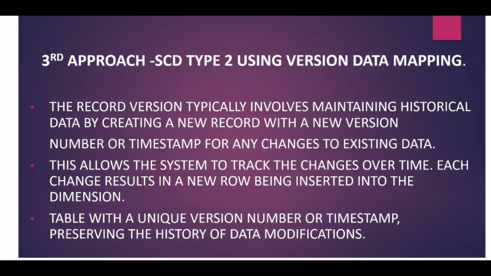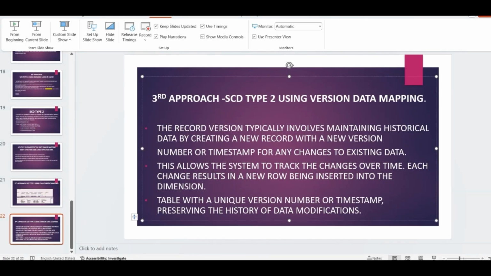This is our third approach, how we can implement SCD type 2. The record version typically involves maintaining the historical data by creating a new record with a new version number or timestamp for any changes to existing data. This also allows the system to track the changes over time. Each change results in a new row being inserted into the dimension table with a unique version number or timestamp, preserving the history of data modification. So let's understand with the example.